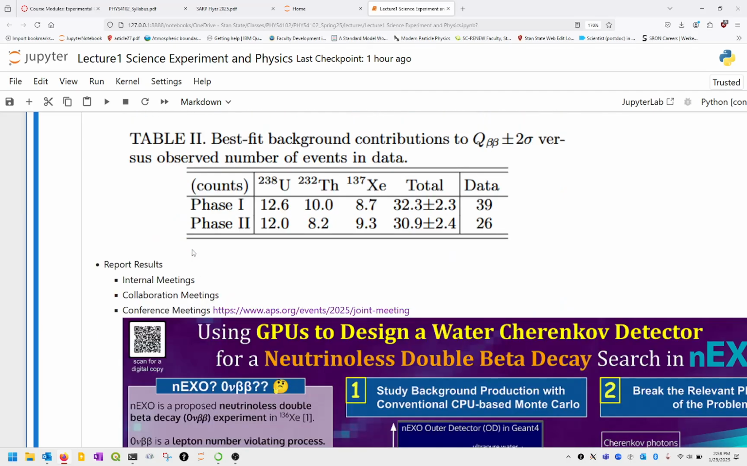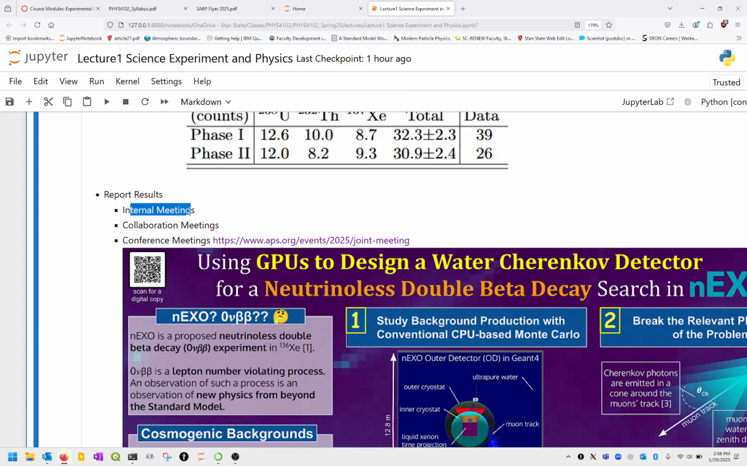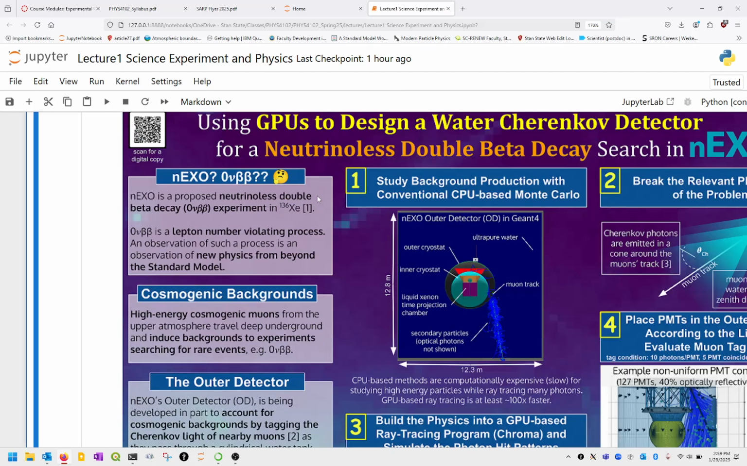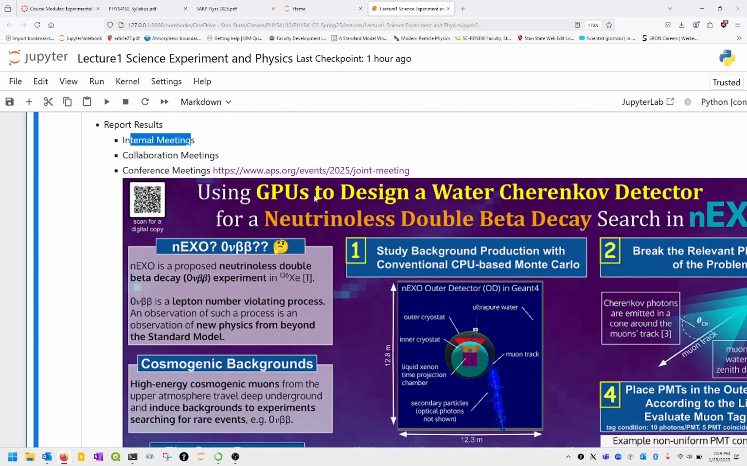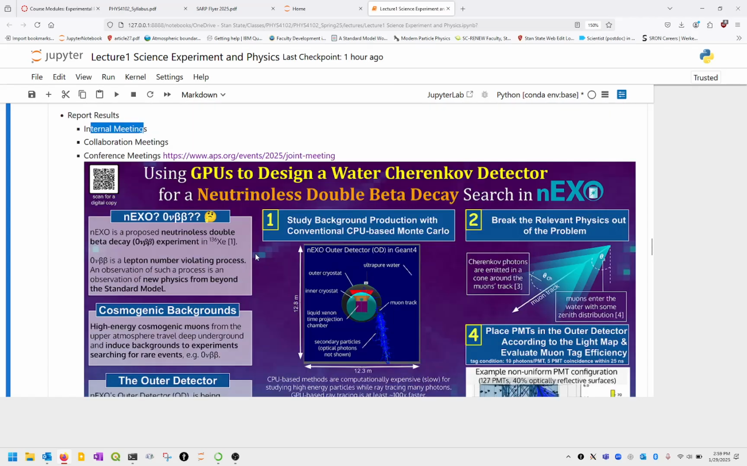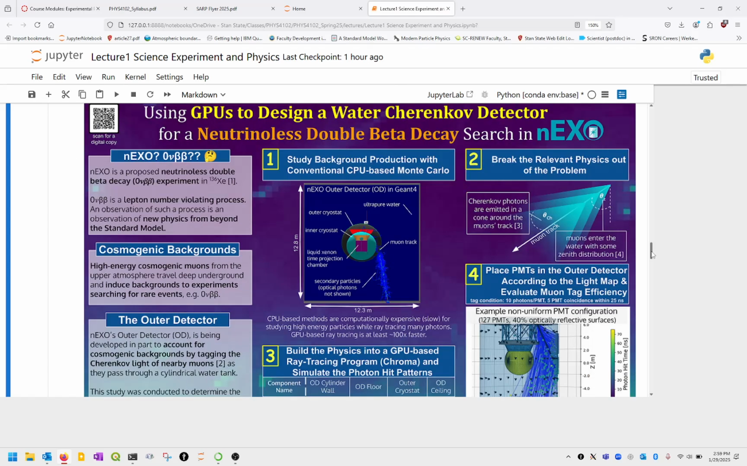To report your conclusion, you basically either have what's known as internal meetings, meaning you talk amongst your collaborators to figure out what's going on. Or you have bigger collaboration meetings, or conference meetings, and there's going to be one happening in March. Hopefully we can still go, where students, researchers, professors, everyone will be showing off what the result is. For example, here, let's not zoom in too much, it's an example of a poster presentation.